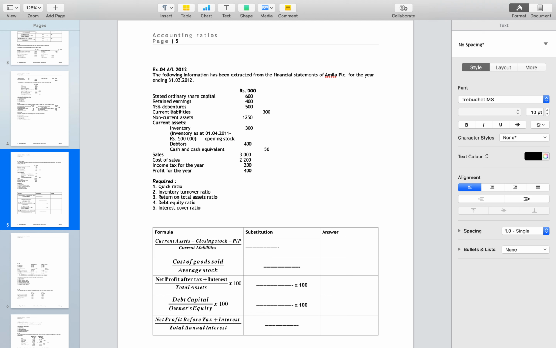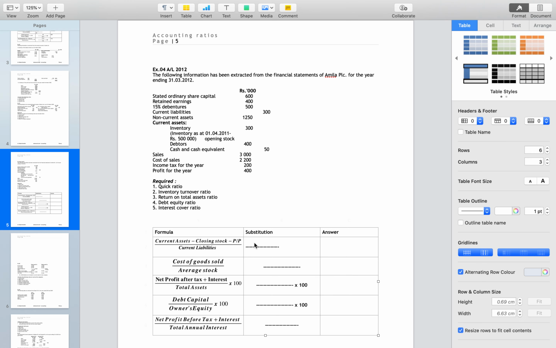Now remember, generally under current assets, you only mark the closing stock, but they have given us the opening stock also. So let's see why they have given that. For the time being, just omit this part. And then they have given debtor is 400, cash and cash equivalent 50. So over here, current assets: inventory is 300, debtor is 400, cash is 50. Therefore the total will now be 750. So we mark over there 750, minus closing stock. Here closing stock is now 300, so you deduct 300 from that.